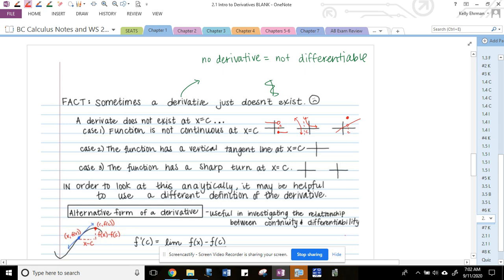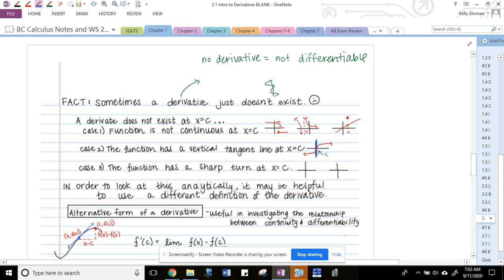Case 2 would be if the function has a vertical tangent at x equals C. A classic example of this is a graph that looks like this, where your slopes are nice and shallow. They're getting steeper, steeper, steeper. The turning point to switch concavity, or which way the curve is going, is right there at 0. So that vertical tangent right there would be our C value, not differentiable.